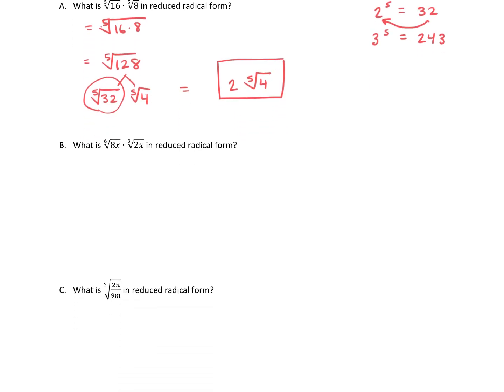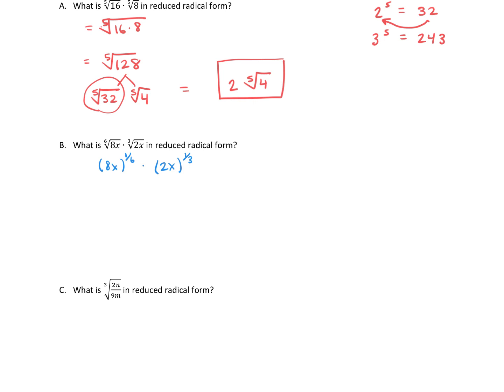All right, part B. We're going to approach this the same way. Well, no, we're not. Just kidding. So notice this is the sixth root of 8x times the third root of 2x. We want to write our answer in reduced radical form. So let's manipulate this a little bit. If we put this into exponent form, the sixth root of 8x is the same thing as 8x raised to the 1/6 power times 2x raised to the 1/3 power.